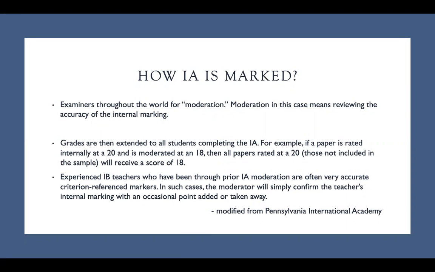For example, if a paper is rated internally at a 20 and is moderated at an 18, then all papers rated at a 20 will receive a score of 18. Same thing applies for the rest of the IAs, and then the scores are calculated by the percentage.